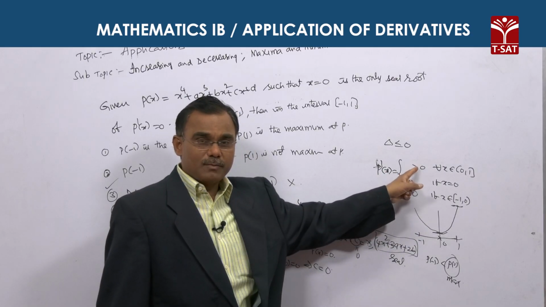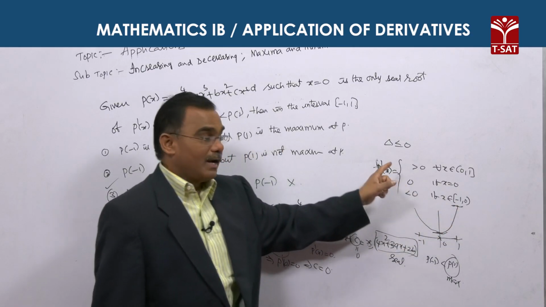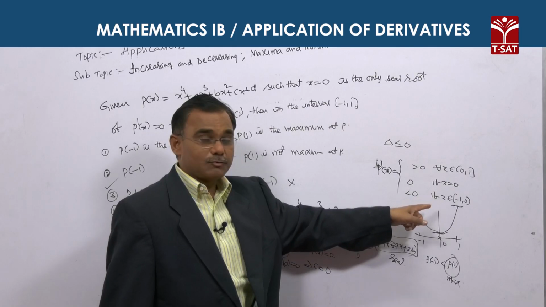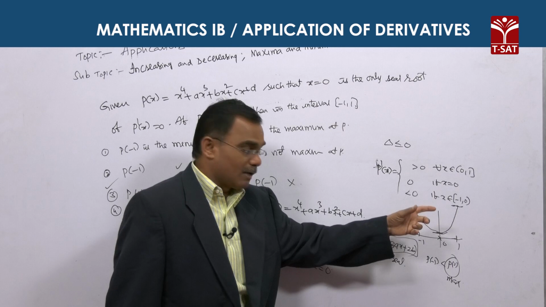P dash x is positive in the interval 0 to 1, so the function is increasing there. And P dash x is negative in the interval -1 to 0, so this is a decreasing function. So this is the graph of the function.